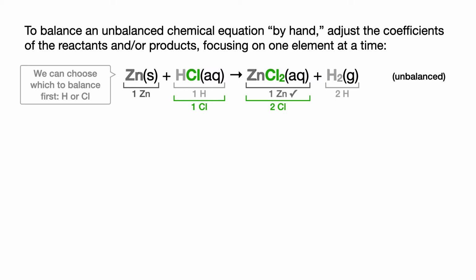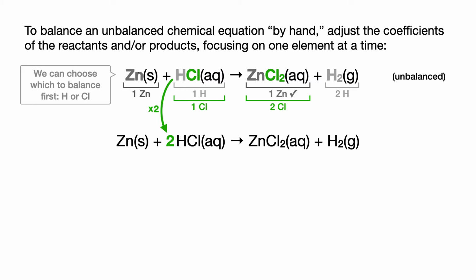And the way I'm going to do that is I'm going to notice that I've got 2 chlorines on the right, but only 1 on the left. And I can fix that. I can get 2 chlorines on the left if I double the amount of HCl. So I'll go ahead and do that.